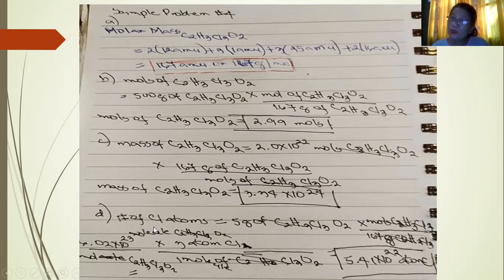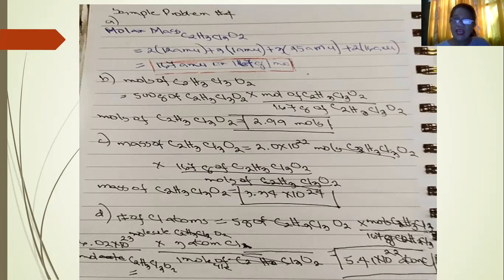And in letter D, we are going to get the number of atoms of chlorine, wherein the given is 5 grams of chloral hydrate. Multiply this with the molecular weight, but it should be in the reverse. So we can cancel the grams. Then convert again in order to come up with the molecules of chloral hydrate. We use the Avogadro's number, that in 1 mole of chloral hydrate, that is equivalent to 6.022 times 10 to the power of 23 molecules of chloral hydrate.